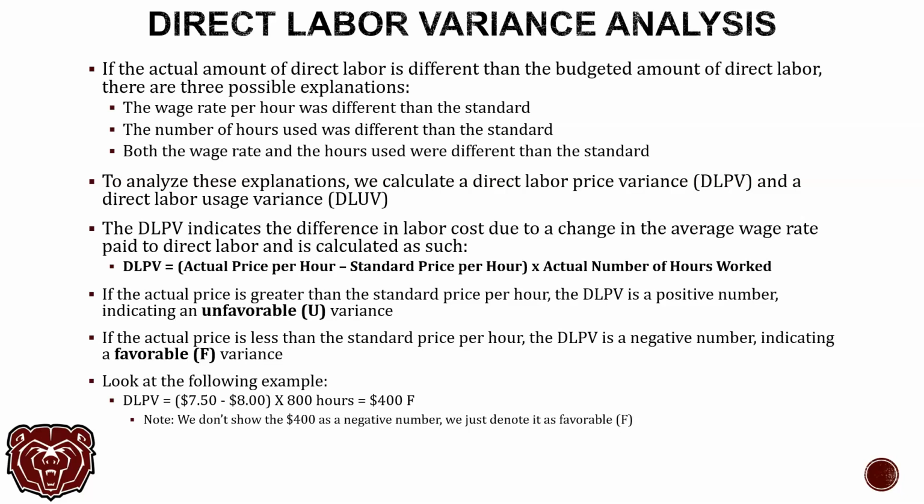When we get to the example, we'll talk about this. But let's say that the actual price is less than the standard price per hour, then your DLPV is a negative number, and this indicates a favorable variance. It's favorable for us because we paid less than what we thought we were going to pay. However, is that always a good thing? Not necessarily, because if you look at what we did, we actually paid our laborers 50 cents an hour less than what we said we were going to. Do we think that makes for happy laborers?